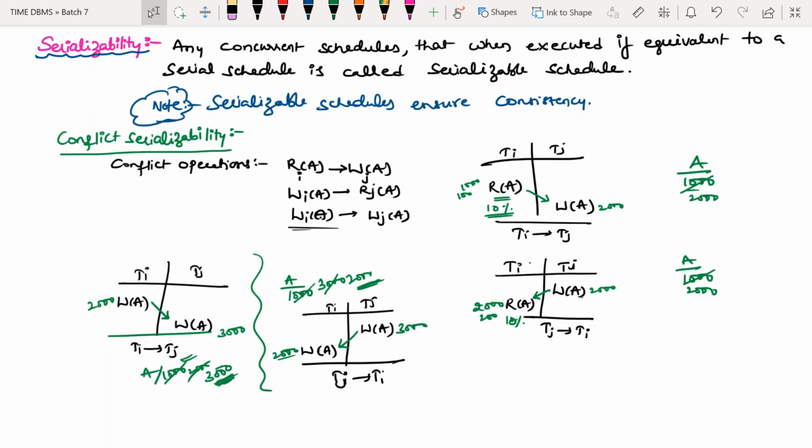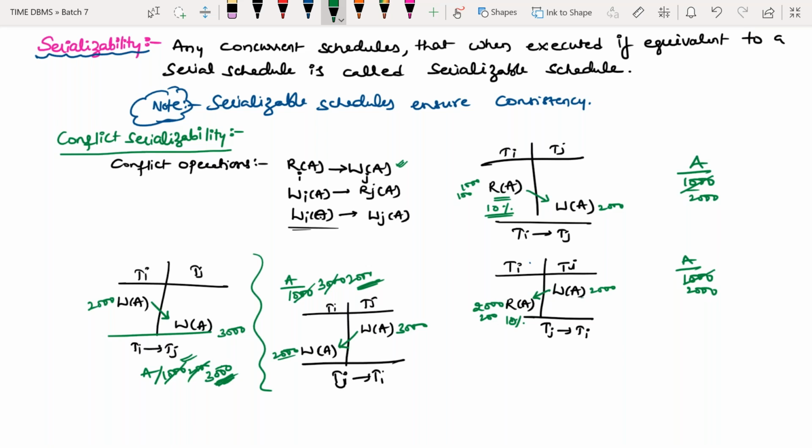That's why we can call them conflict operations. Why? Because if the order of execution is disturbed or rearranged, you are going to get conflicting results. That's why the order of conflict operations in concurrent schedules and in serial schedules definitely should be the same. If the order of conflict operations in both is the same, then we can say both concurrent and serial schedules are going to give the same output.